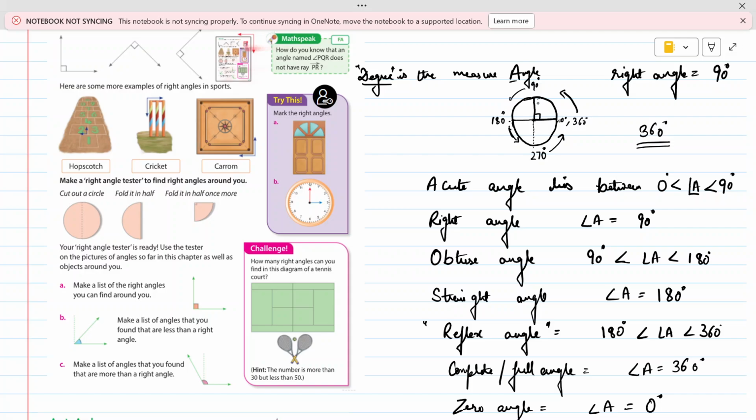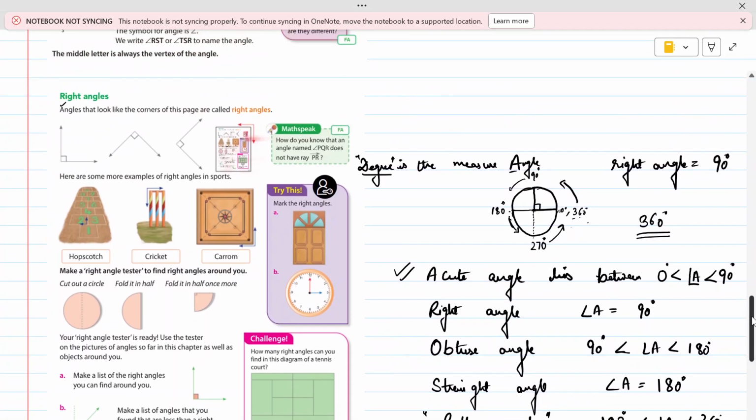And if we talk about a complete angle or full angle, that is 360 degrees. Also, if we say the zero angle, that means the measure of that angle is 0 degrees. So this is a very important concept, kids, and you have to understand this by heart.